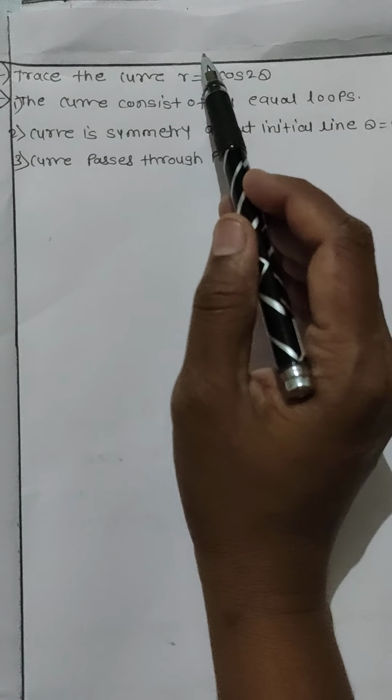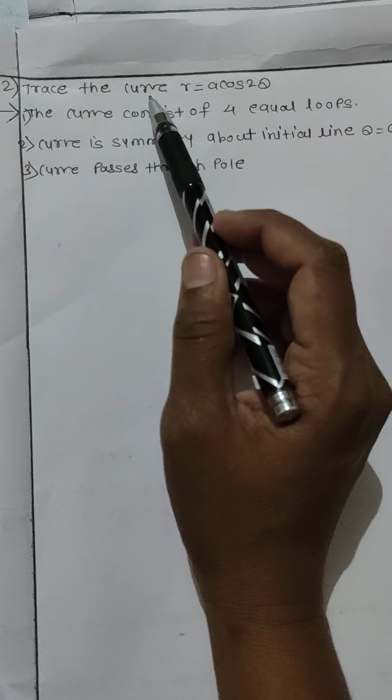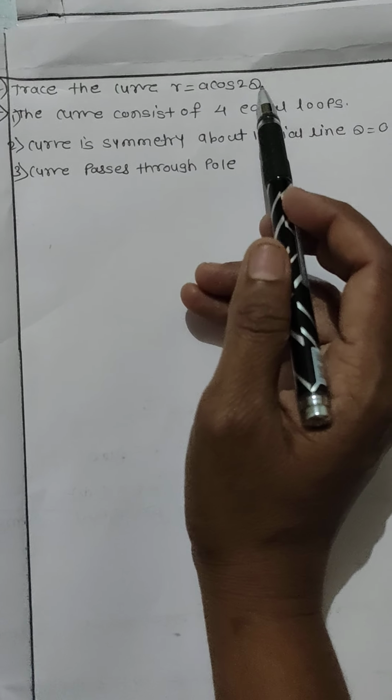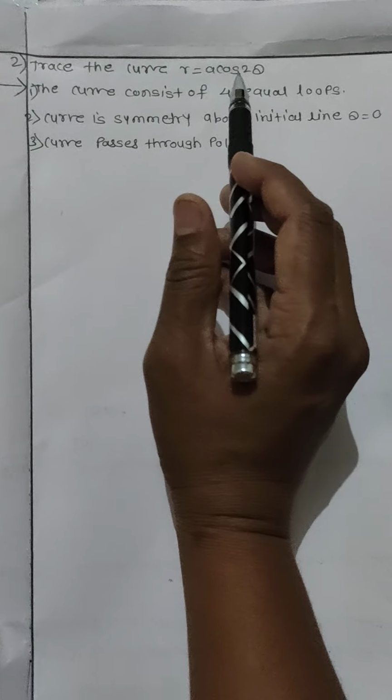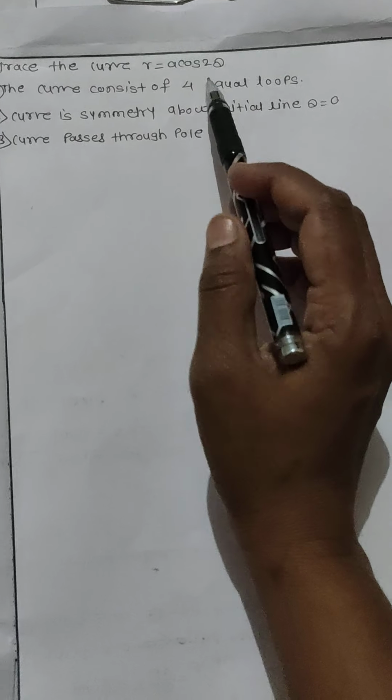Students, here we will take the example of the rose curve. The question is: trace the curve r = a cos 2θ. So how to solve this question? By using the rules of rose curve. The first rule of the rose curve is that we have to check the value of n.